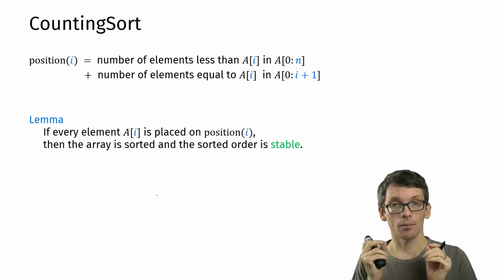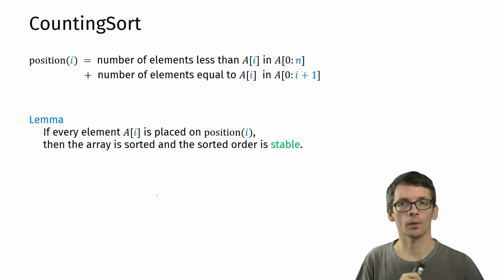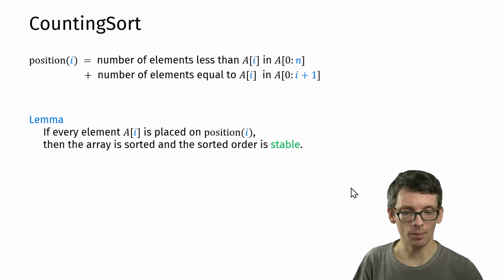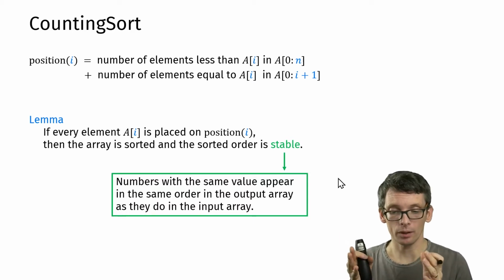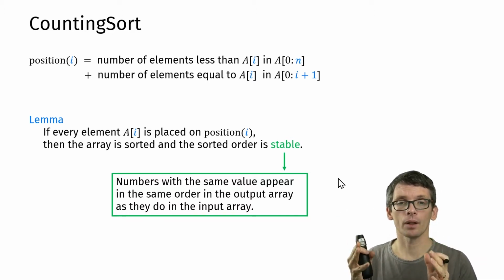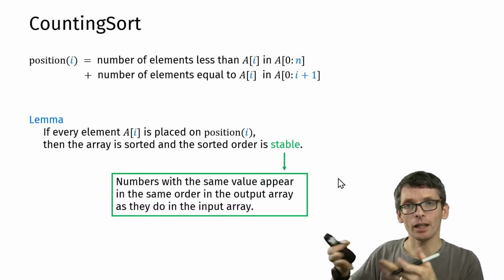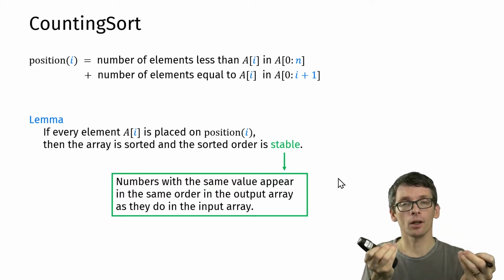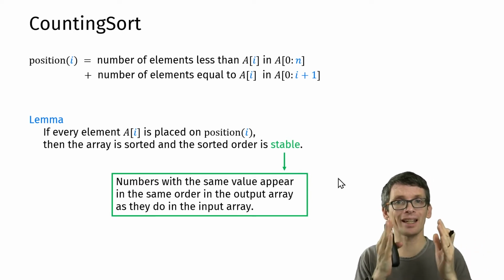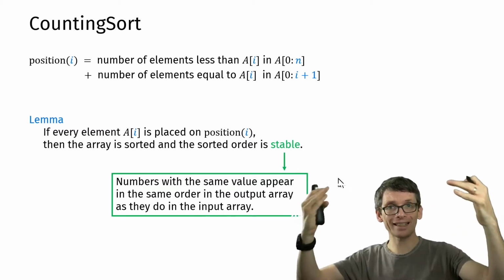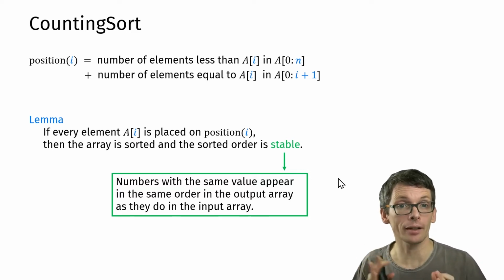One observation is that if every element is placed on position i, then the array is sorted, but even more so, it is sorted in a stable way. So what does that mean? Stable means that numbers that are equal stay in the same order as they were before sorting. So in the example that we just had with the 5s, there were several 5s. Obviously, in the sorted array, all of those 5s come behind each other, but we keep the order of the 5s as they were previously. So that is a stable sorting algorithm, and that is a very useful property, and we'll also see later why that is useful.